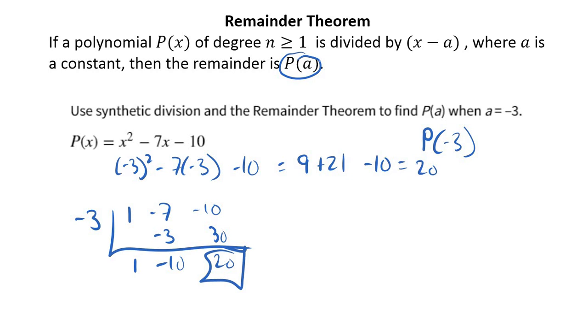So that's just a cool little application. Remember, remainder is 0. It was a factor. If the remainder is not 0, then you just evaluated that function, basically. That's pretty cool.